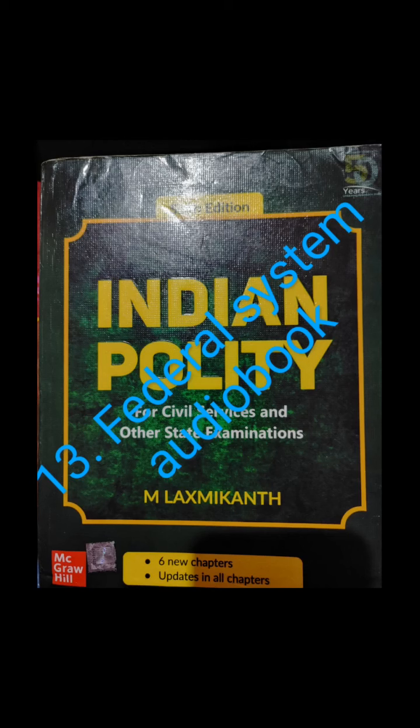The union list consists of 98 subjects, originally 97, the state list 59 subjects, originally 66, and the concurrent list 52 subjects, originally 47. Both the center and the state can make laws on the subjects of the concurrent list, but in case of a conflict, the central law prevails. The residuary subjects which are not mentioned in any of the three lists are given to the center.